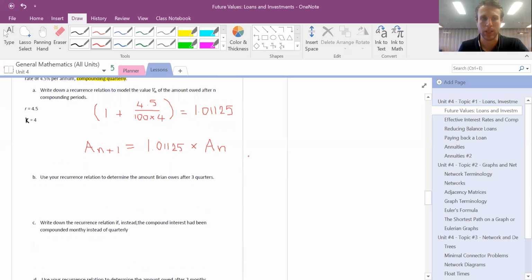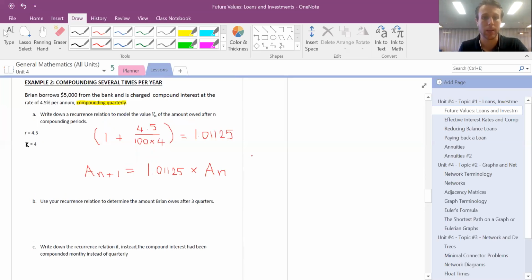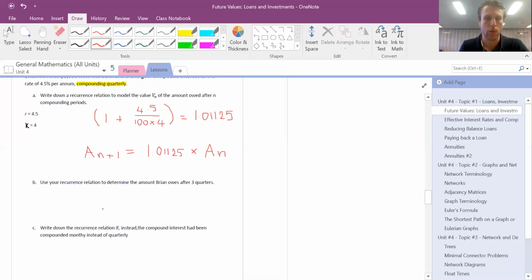So unfortunately, I didn't read the question. Brian's borrowing money. That means the bank's going to be earning some interest. That's assuming that he's not paying back at regular intervals. We haven't looked at anything about him repaying. We're just saying he's put 5,000 in there. He's not paying it back yet. They're going to just keep on accruing interest. So 3 quarters, so we're going to have to do this process 3 times.